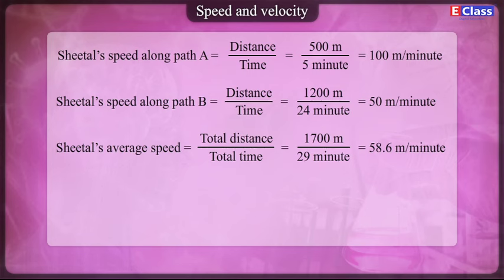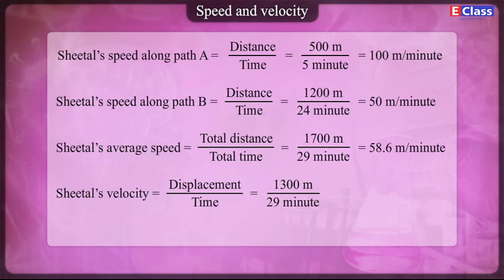58.6 meters per minute. Sheetal's velocity is equal to displacement upon time, which is equal to 1300 meters upon 29 minutes. Sheetal's velocity is equal to 44.83 meters per minute.